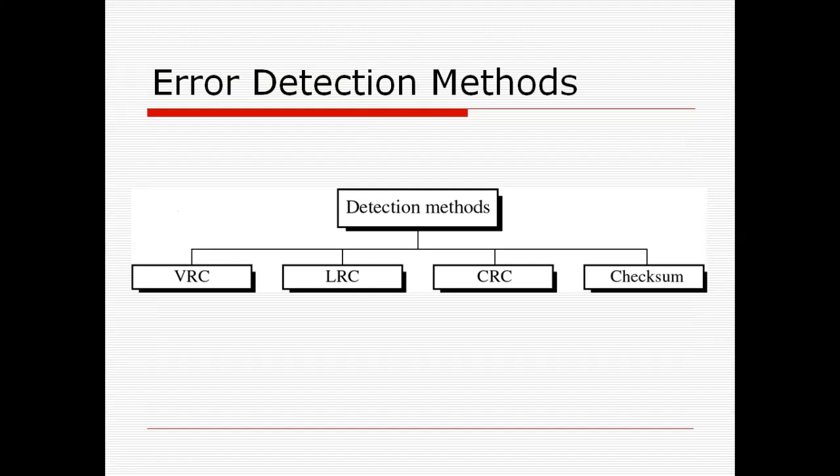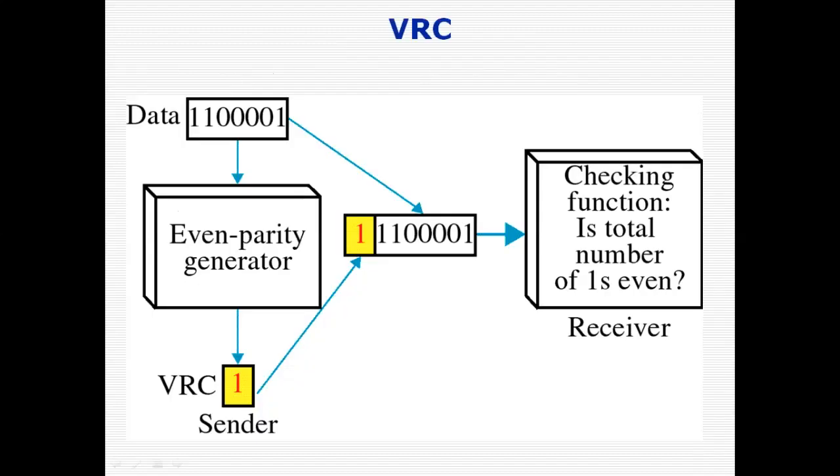So following are some error detection techniques, like VRC, vertical redundancy check, then LRC, longitudinal redundancy check, and CRC, that is, cyclic redundancy check, and checksum. In most universities, they ask questions on CRC.